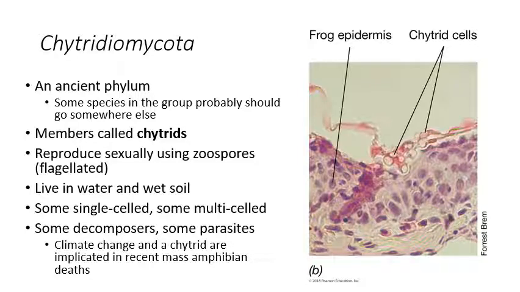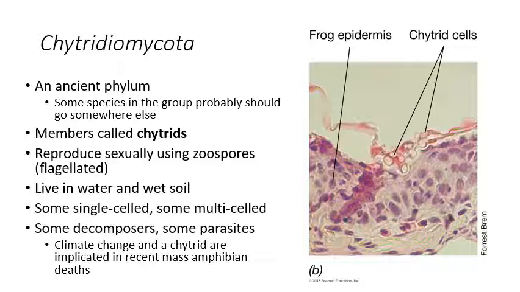Next, we have phylum Chytridiomycota, which is a very ancient phylum. Out of all the phyla of fungi, this is probably the oldest one. And it's also one of the ones where we know that some of the species in this phylum actually should go somewhere else. We just don't know where else to put them yet. Every fungus that is a part of this phylum is called a chytrid, and they all reproduce using zoospores, which are those flagellated spores, so they can move around. The chytrids will usually live in water or in wet soil, so they need moisture of some kind. Some of them have just one cell, some of them have multiple cells. Some of them are scavengers that decompose organic matter. Some of them are parasites that live on a host.